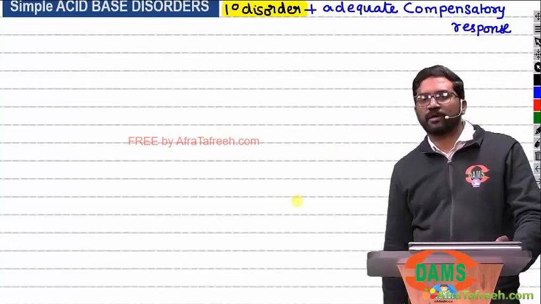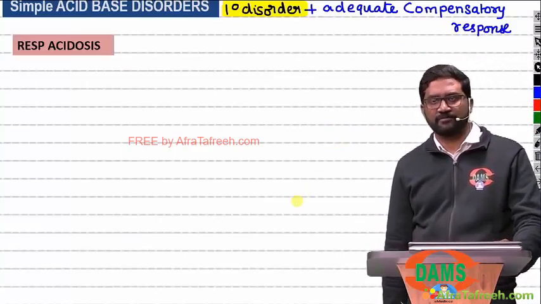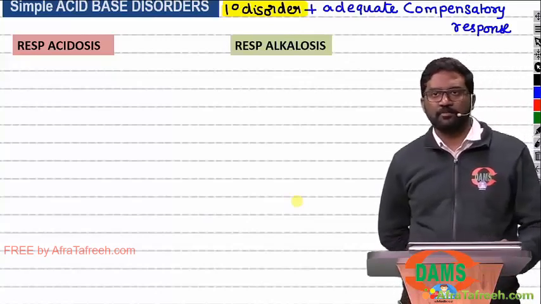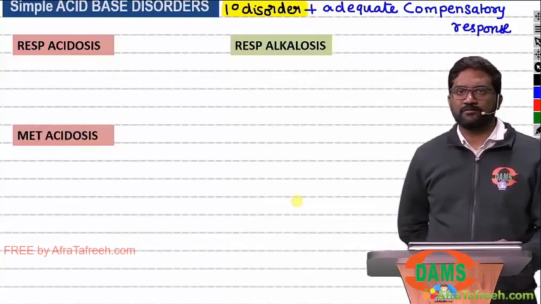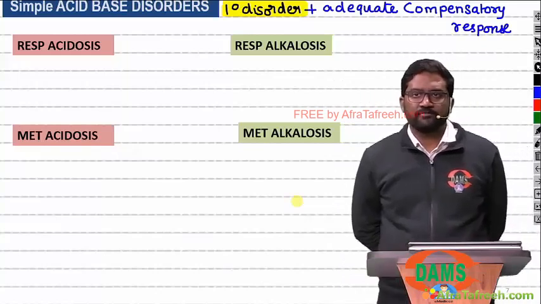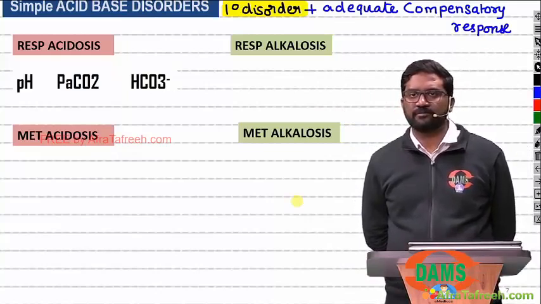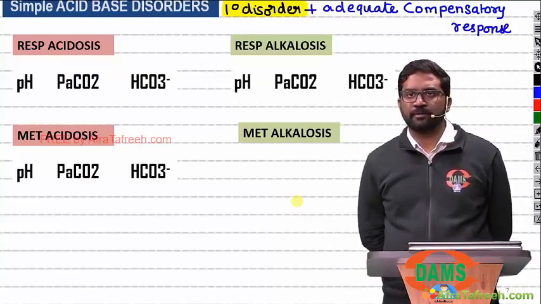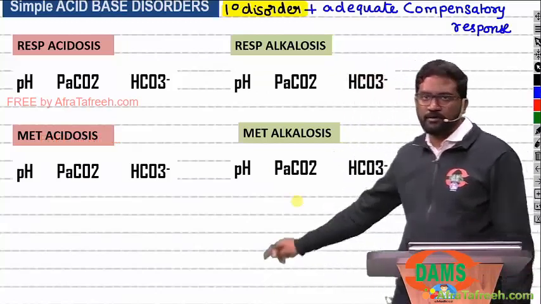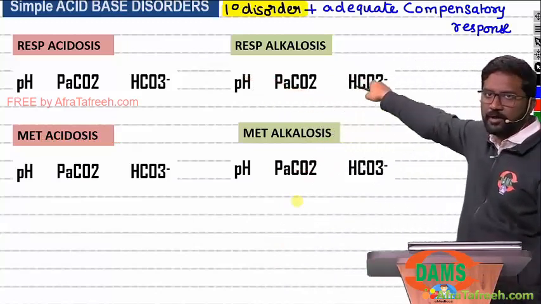Now what are all the primary disorders that you know? So we have respiratory acidosis, write down, respiratory alkalosis. Then in metabolic also two: metabolic acidosis, metabolic alkalosis. In all of these we will see what will be the trend of pH, PaCO2, and bicarbonate.